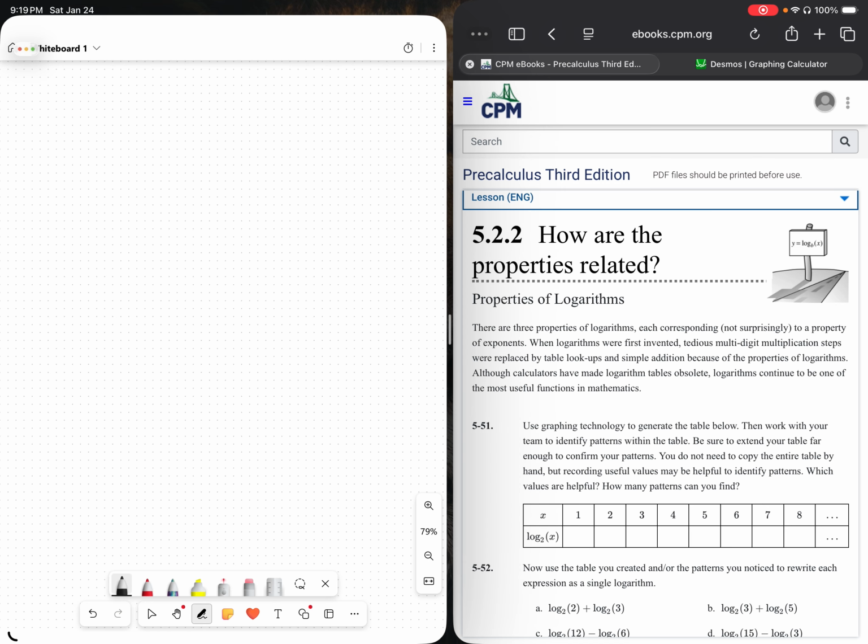When logs were first invented, tedious multi-digit multiplication steps were replaced by table lookups. Obviously nowadays, calculators have made those tables obsolete, so we're able to use calculators to do this. But let's look at these properties so we can simplify and go through these.